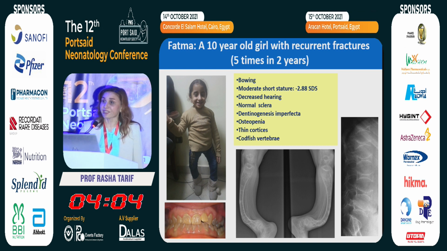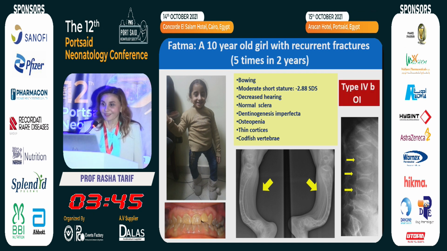Dentinogenesis imperfecta. Look at her teeth. Thin cortices, and you look here, there is marked osteopenia, bowing of the bone, and this is what we call codfish vertebra. The vertebra looks like a fish. What's your diagnosis? What do you think of this girl? Thank you, yes. This is type 4B osteogenesis imperfecta.